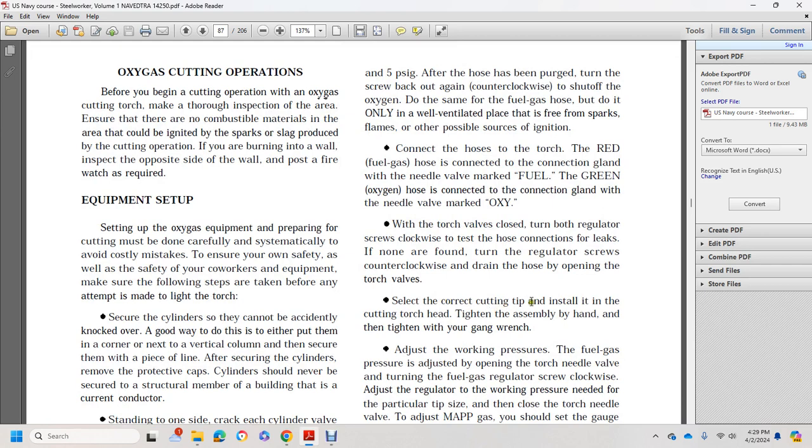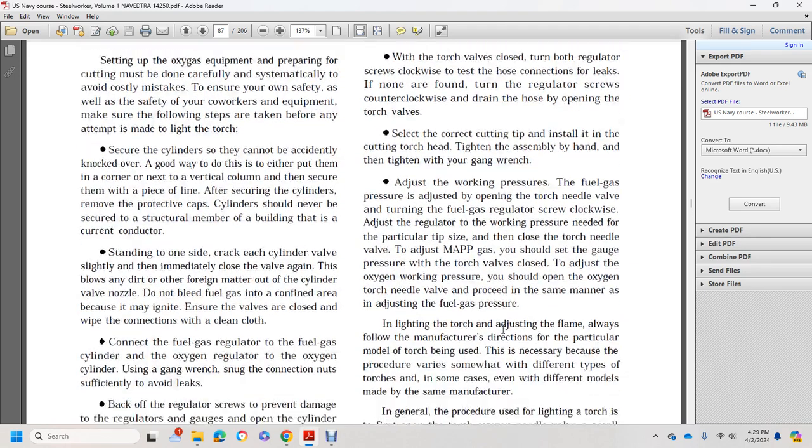Make sure the correct cutting tip is installed in the cutting torch head. Tighten the assembly by hand, then tighten with your gang wrench. Adjust the working pressure for the fuel gas by opening the torch needle valve and turning the fuel gas regulator screw clockwise, adjusting the regulator working pressure to the particular tip. Then close the torch valve. To adjust for MAPP gas, set the gauge pressure with the torch valve closed, and then adjust the oxygen working pressure.